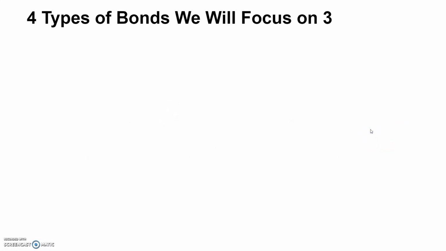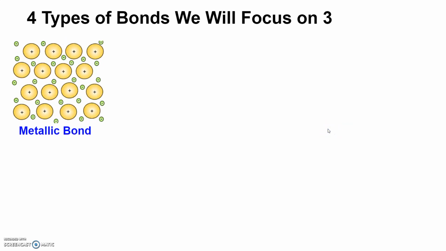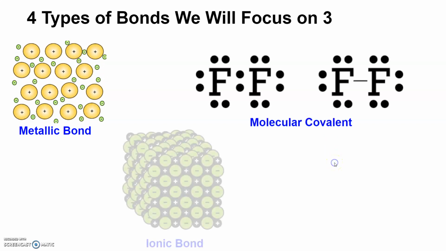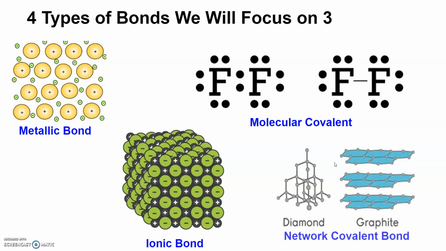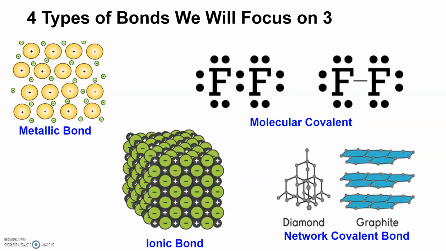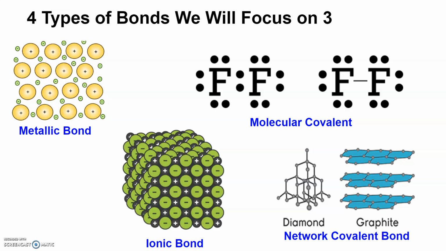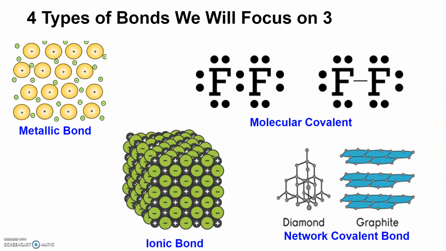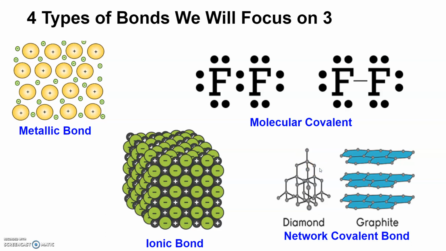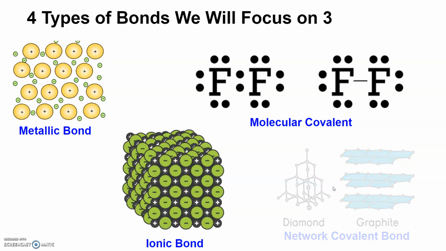So this unit is about bonds, and there are 4 types of bonds. We're only going to focus on 3, but let's just list the 4 types. There are metallic bonds, molecular covalent bonds, ionic bonds, and network covalent bonds, which are actually the bonds in diamond, graphite, and some other things like silica. We will not learn about network covalent bonds here, but you might want to, as an extension, do a reading on network covalent bonds. So these are the 3 types of bonds we're going to focus on for this unit.